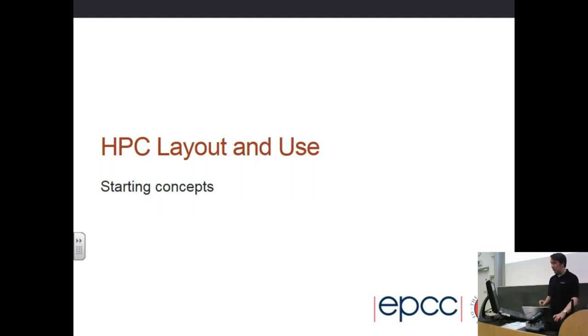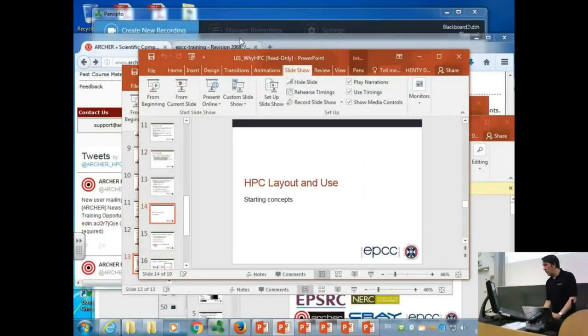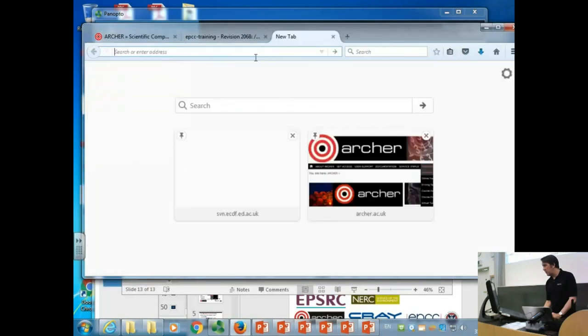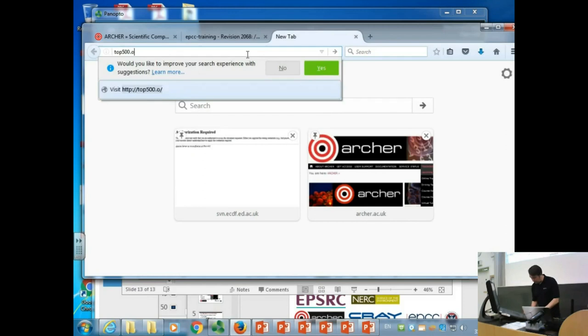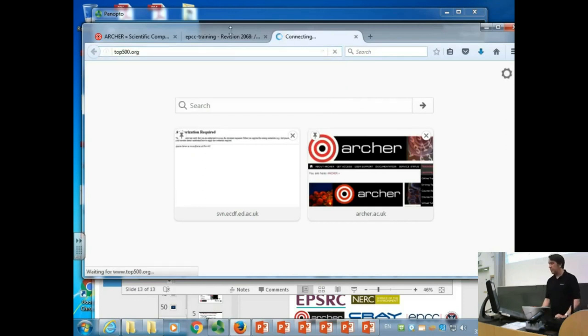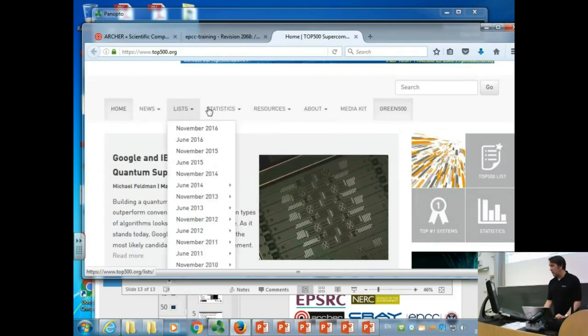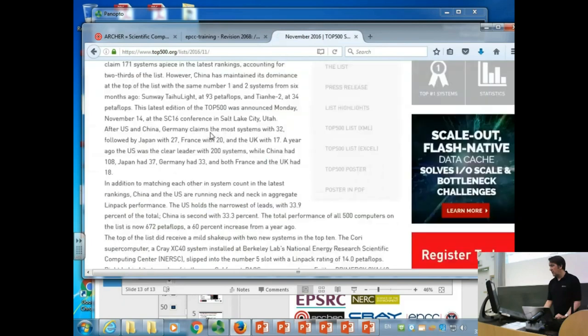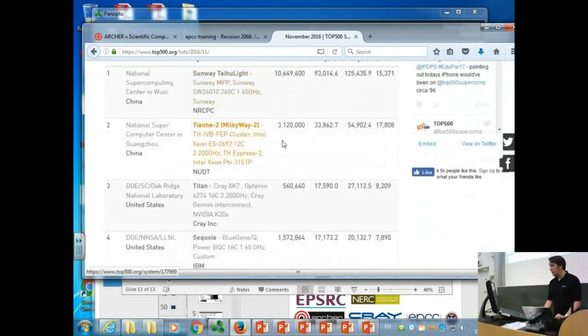So I'll stop there because this is the next section. But I thought that would give me a chance to show you that website. I thought it might be useful. It's quite fun. It's called the Top 500 list, top500.org, and you can see here it's full of lots of articles, but there are lists. The most recent list was in November last year. And here's a list of the world's fastest supercomputers.